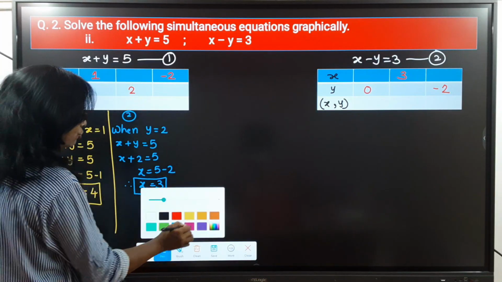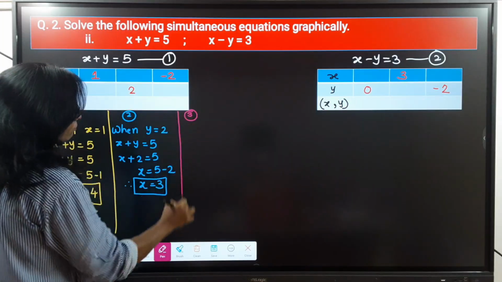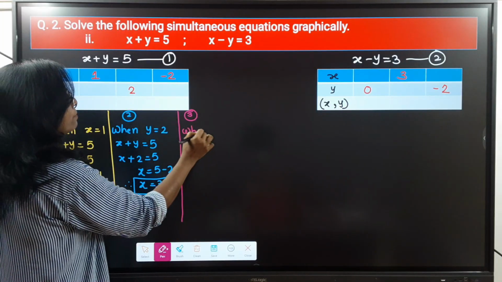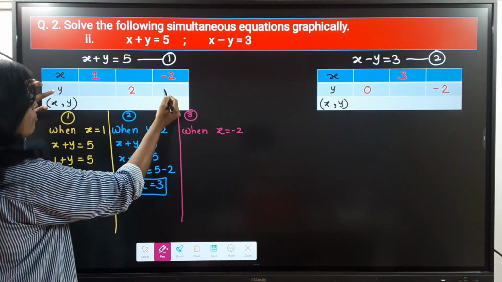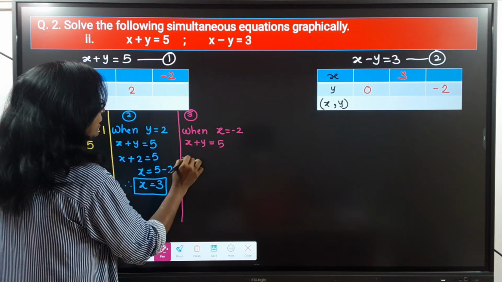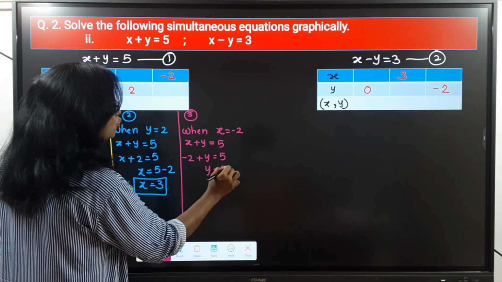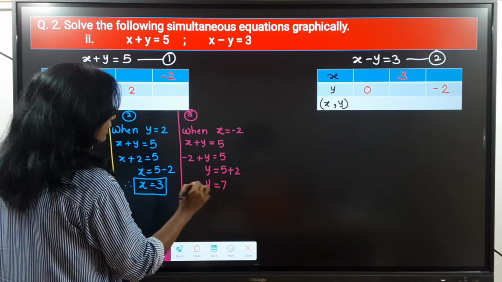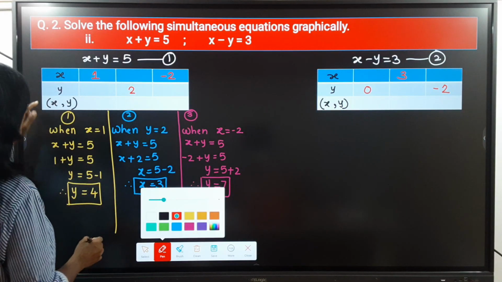So then the next value, students. When x is equal to minus 2, we have to find out the value of y. So write down the given equation x plus y is equal to 5. So minus 2 plus y is equal to 5. That's why y is equal to 5 plus 2. Therefore y is equal to 7. In such a way we have to write down the values for this equation.